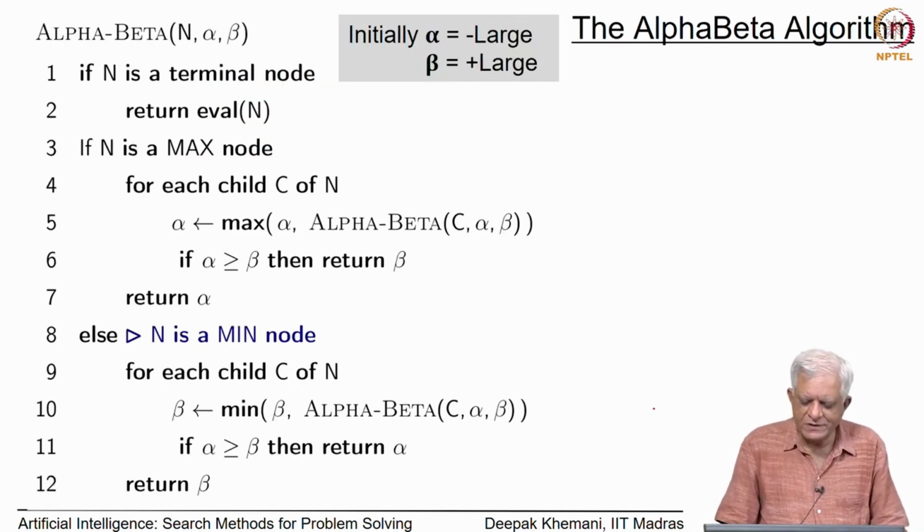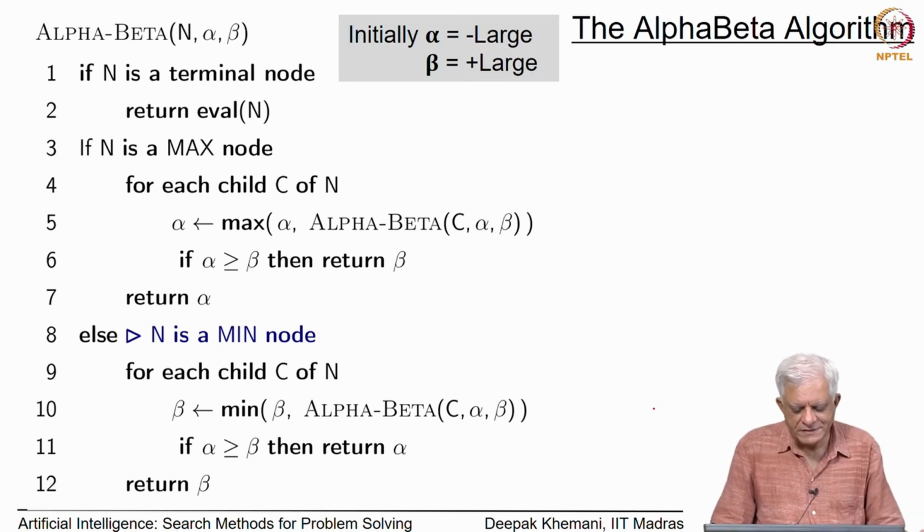So, we had looked at the game tree and the alpha beta algorithm. We initialize alpha and beta to be minus large and plus large, which in some sense means that the window is completely open. And as the game progresses, alpha nodes will find higher values and beta nodes will find lower values, and the window will become narrower and narrower essentially.